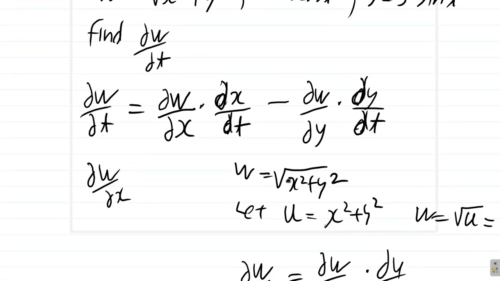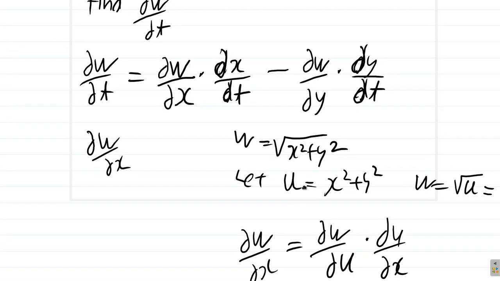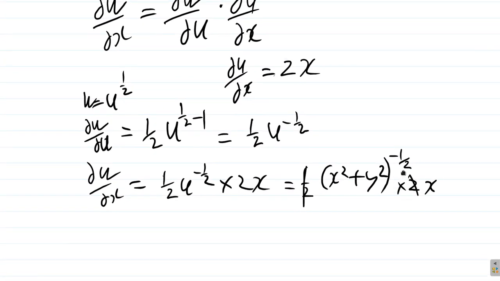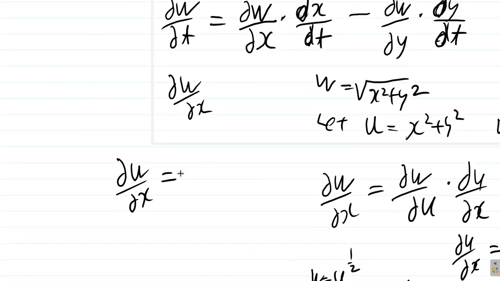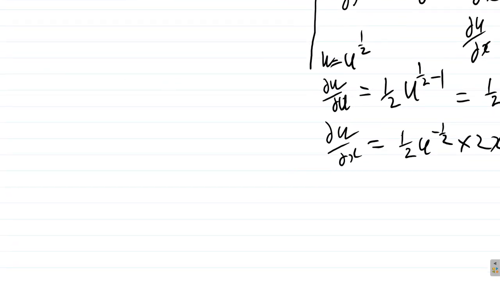So delta w by delta x is equal to x times x squared plus y squared to the negative half. You could write it with the square root sign and so on, but we'll do that shortly. Let me draw a line here to separate what was done on the right hand side.